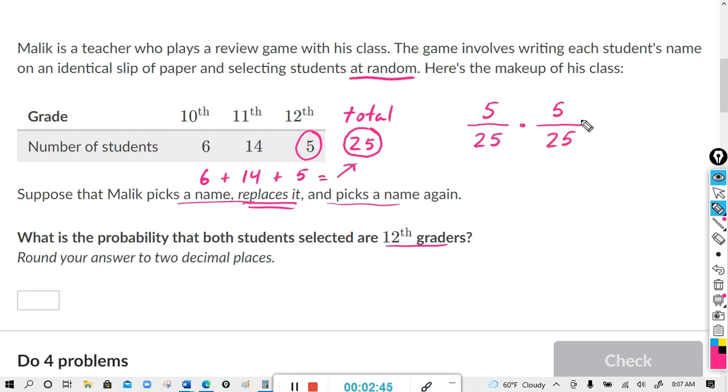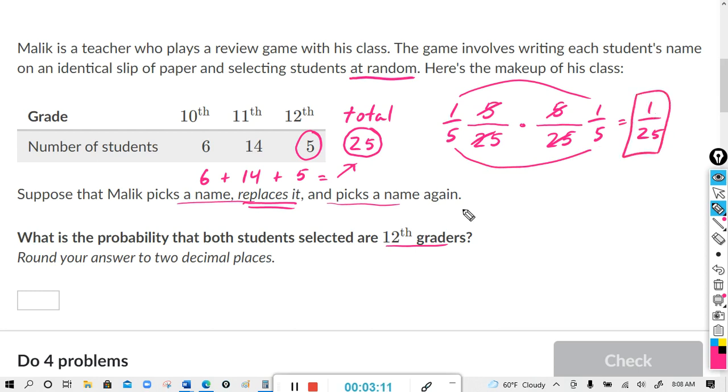Okay, so we can reduce these fractions. Okay, 5 over 25, divide top and bottom by 5. It's the same as 1/5, and same with the other fraction as well, 1/5. Okay, so multiplying numerators, 1 times 1 is just 1. Denominators, 5 times 5 is just 25. Okay.